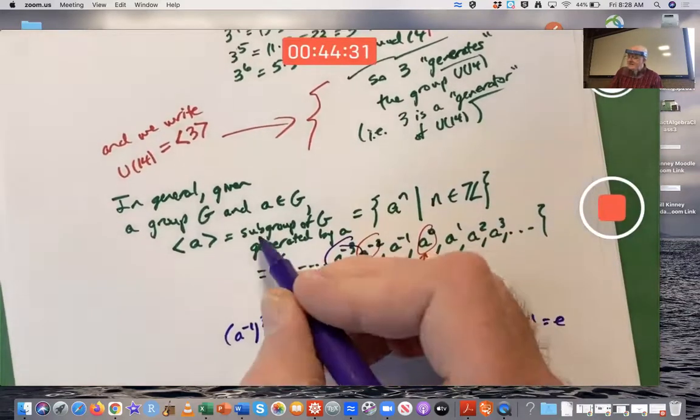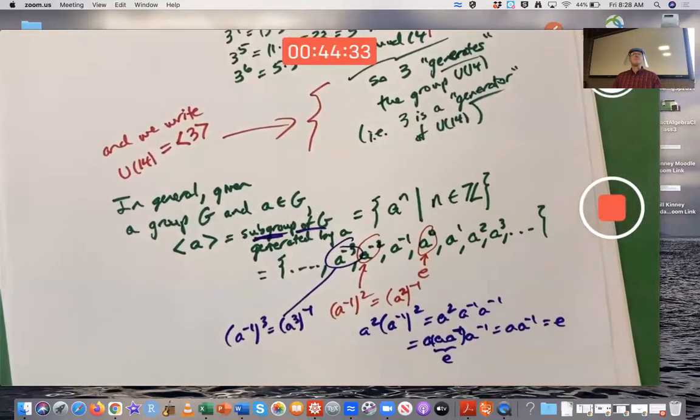This is always a subgroup of G. I'm calling it a subgroup. Calling it a subgroup doesn't make it a subgroup. You have to prove that.